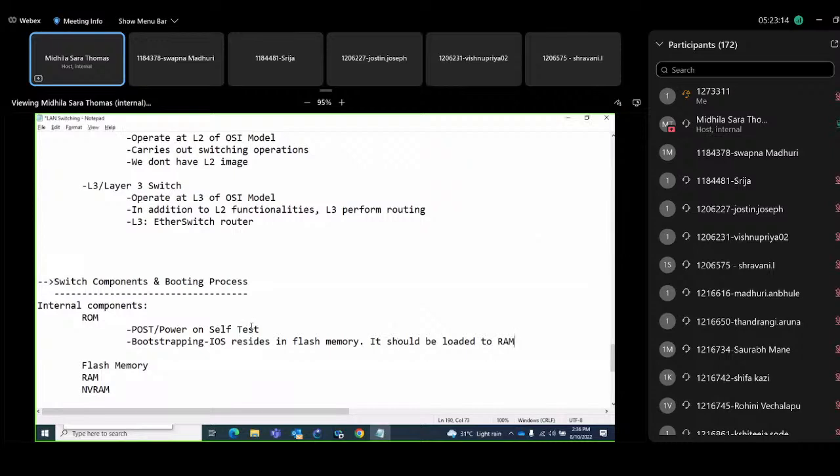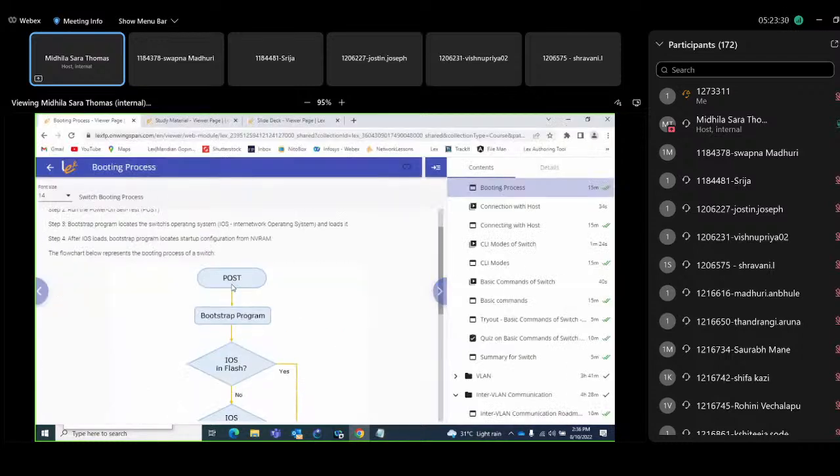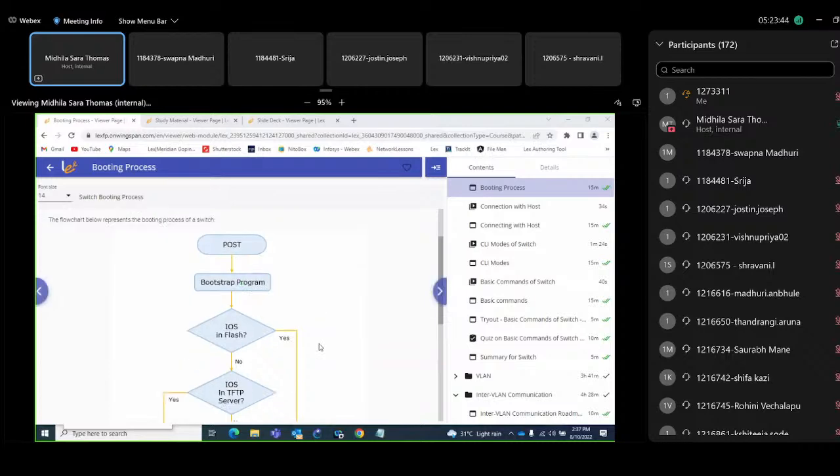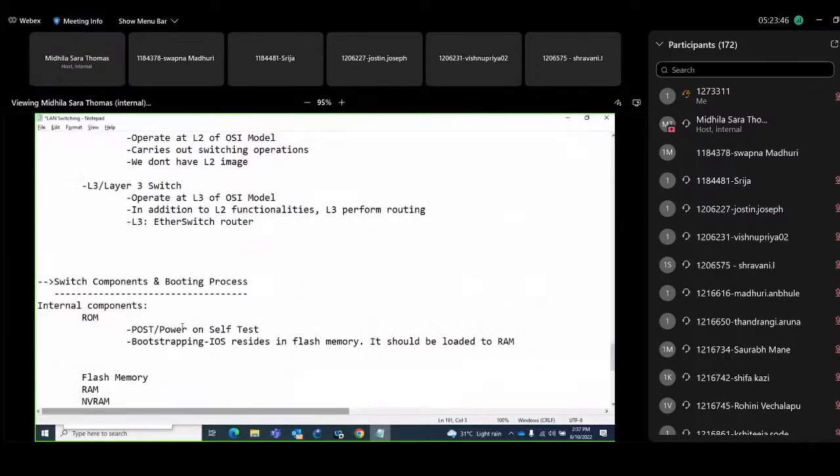So this particular function is called bootstrapping. ROM helps to load the IOS, which is in flash memory, to RAM. So it performs the bootstrapping. These are the two main functions of ROM. Is it clear up to this? First, check if hardware is working properly. After that, load the IOS in flash memory to RAM. Okay. Now, next thing.